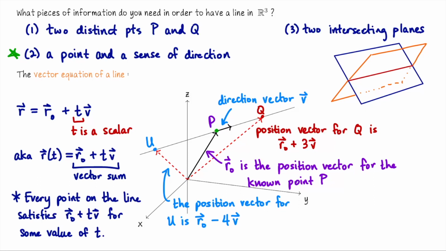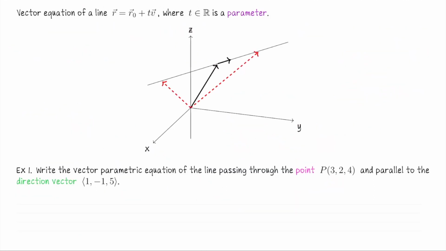Okay, let's work through some examples. So up here at the top, I've just repeated the vector equation of the line. So it's r, where that's the position vector for any point on the line, equals r naught plus tv, where t is a parameter that allows us to reach every point on the line. So first, let's just identify the key pieces of information in this example here so that we can write the vector parametric equation of the line which passes through the point P(3, 2, 4) and which is parallel to the direction vector 1, -1, 5.